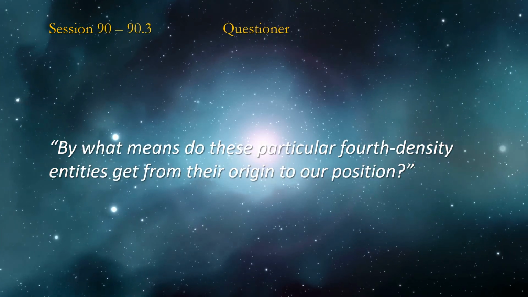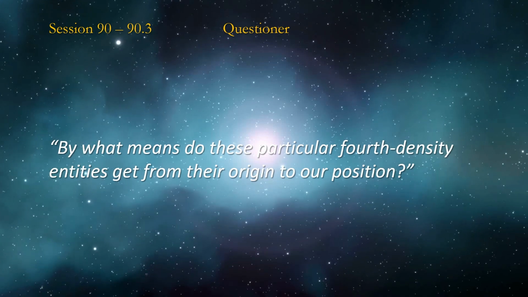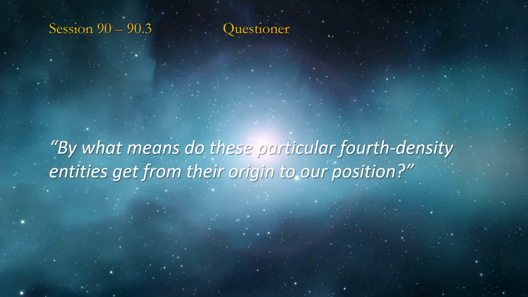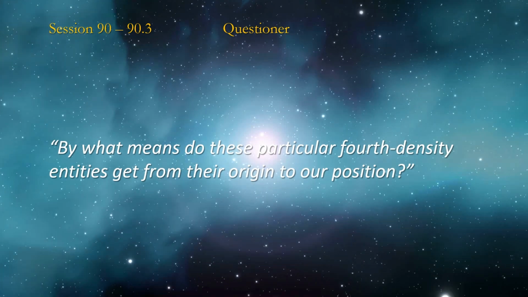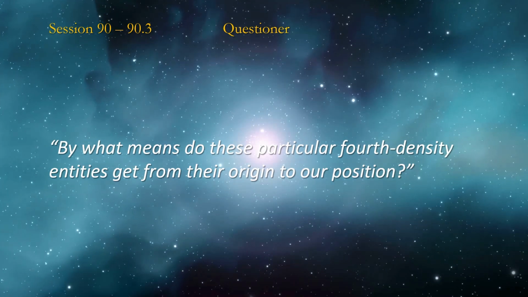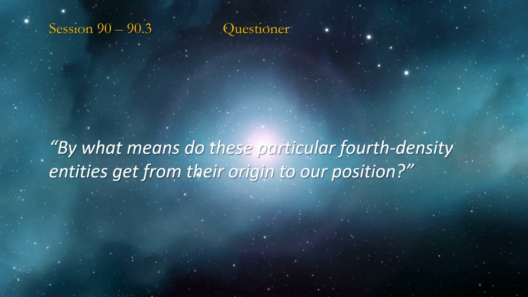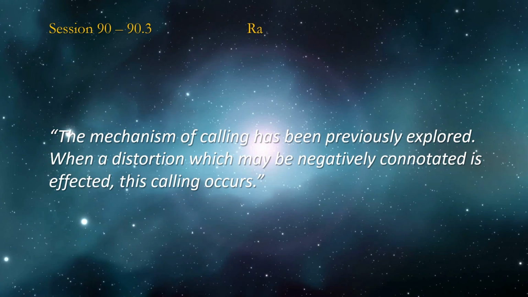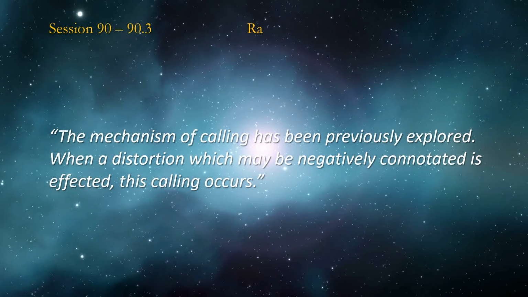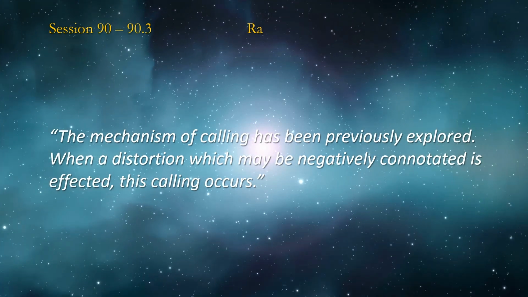Question 3, Don says, by what means do these particular 4th density entities get from their origin to our position? So Don is interested in the transportation. How do they arrive here? Ra says, the mechanism of calling has been previously explored. When a distortion which may be negatively connotated is affected, this calling occurs. So we have different callings by which negative and positive entities approach us.